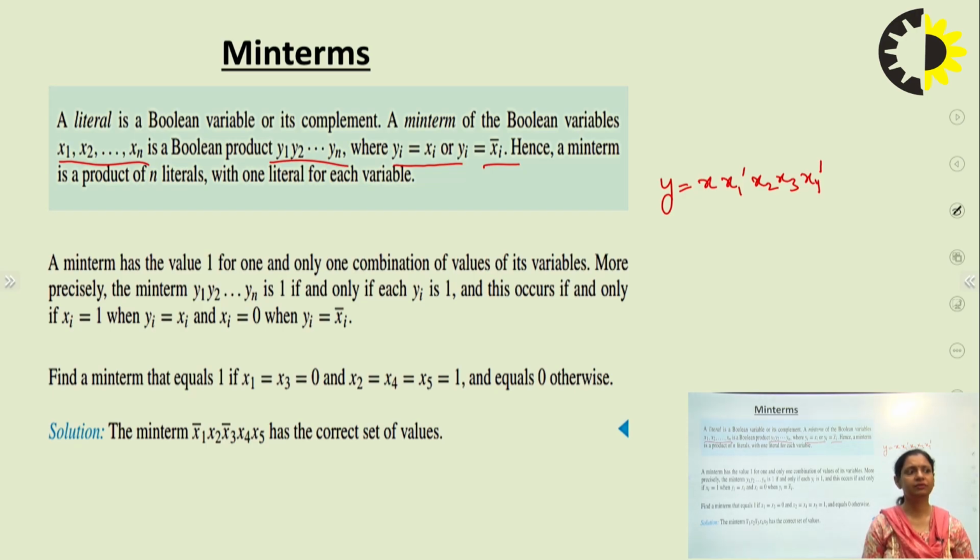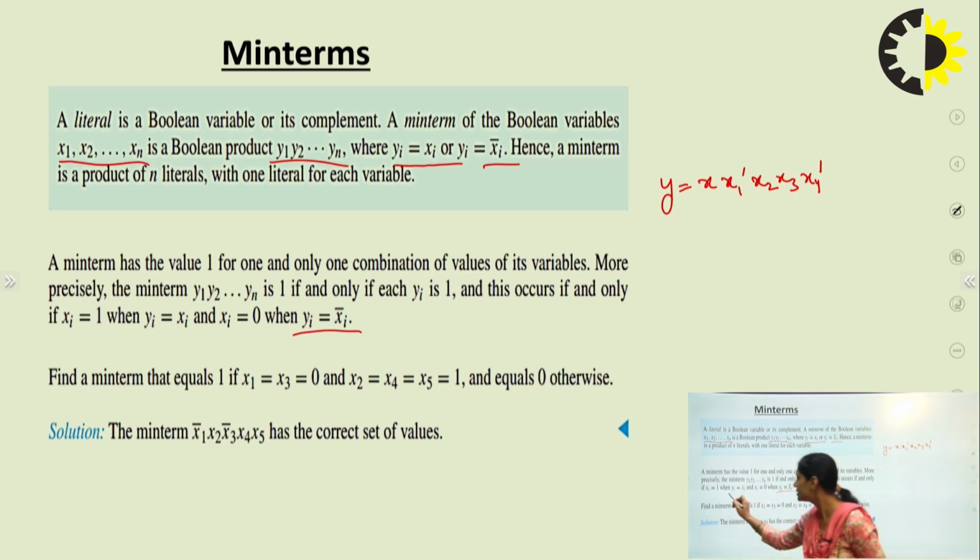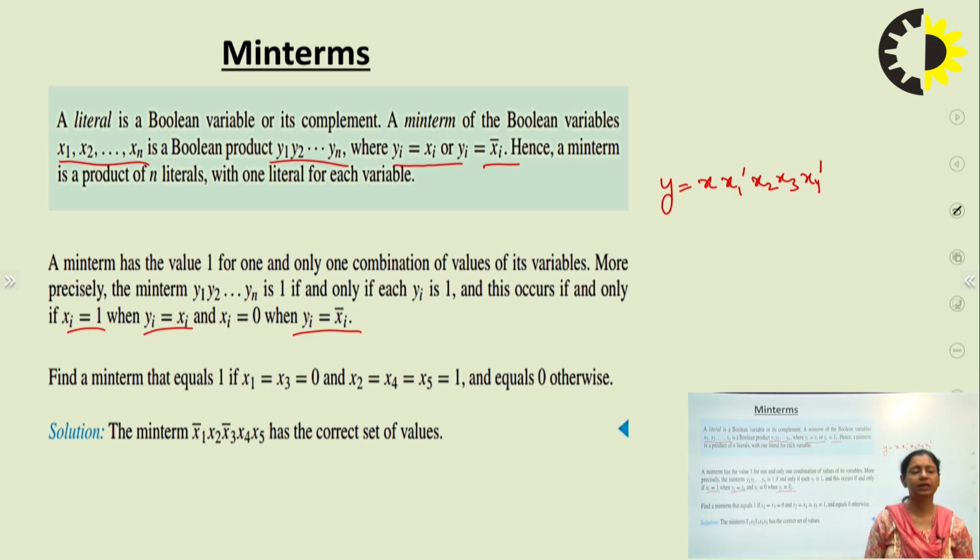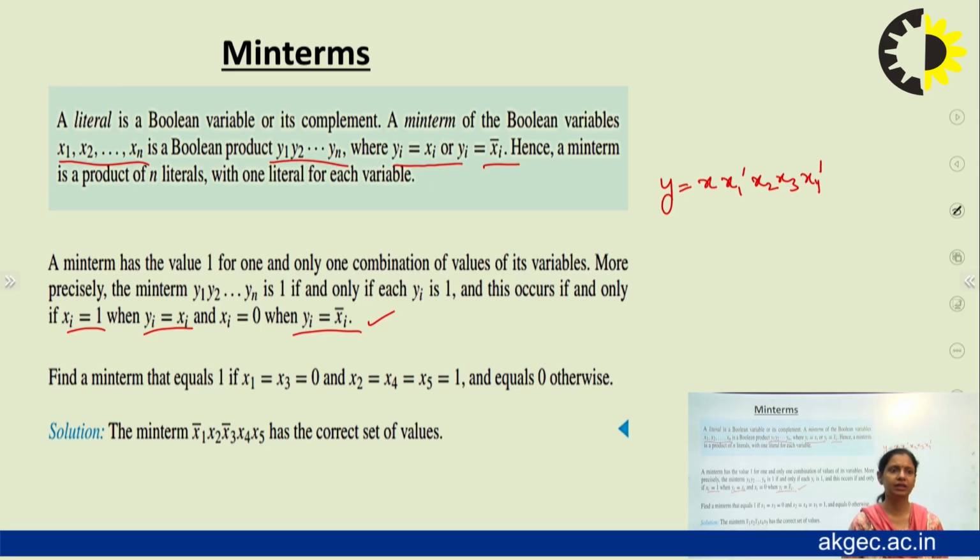More precisely, the min term is 1 if and only if each yi is 1, and this occurs if and only if xi is equal to 1. If xi is equal to 0, in that case we get yi as xi complement. So only when the value of xi is 1, we have yi equal to xi, and when we have xi equal to 0, then we have the complement. So complement represents the value of the variable as 0, and the normal variable, yi equal to xi, represents that the value of xi is 1.